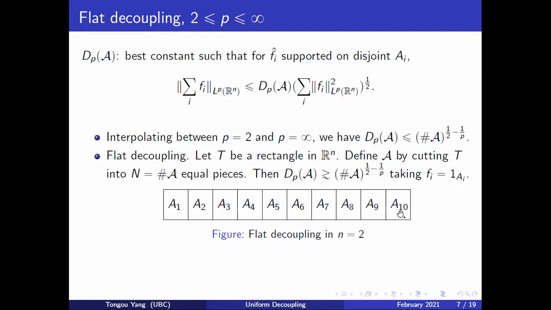In this case, you could use some very trivial test functions, f_i, taken to be the characteristic function of each of the A_i. After that, you could get a lower bound, up to some constant, which is roughly equal to the cardinality of I raised to this power. I will not be talking about how we get the estimate in this talk. And on the other hand, we could do interpolation between p equals 2 and p equals infinity.